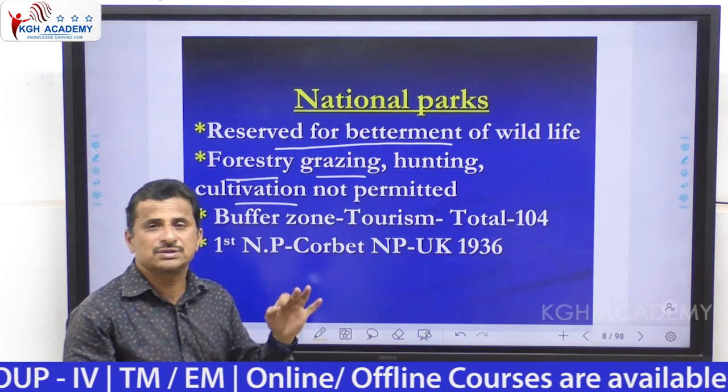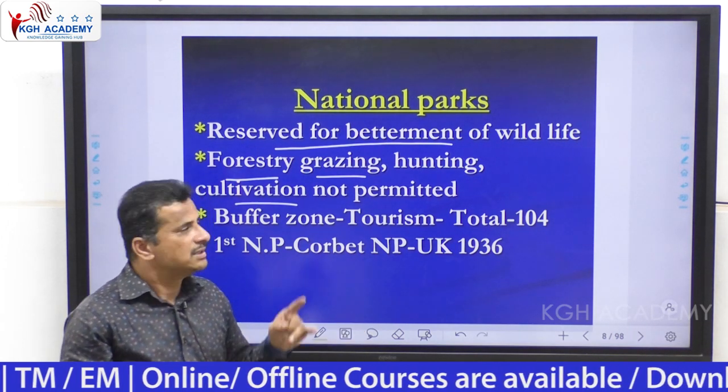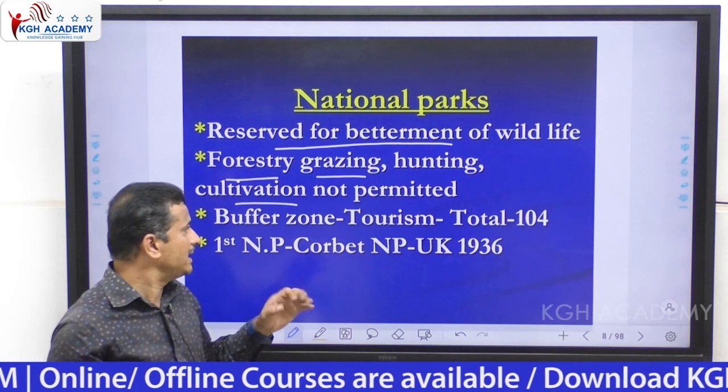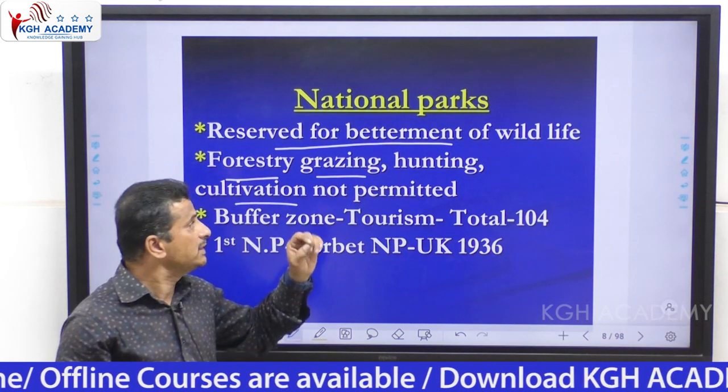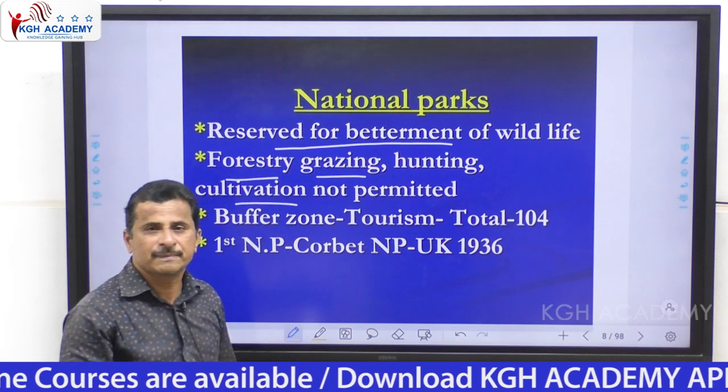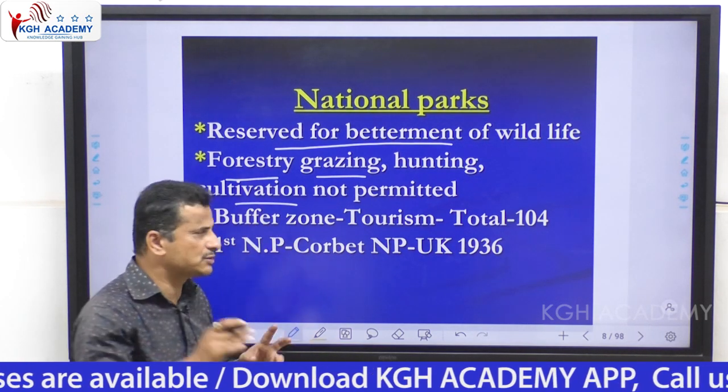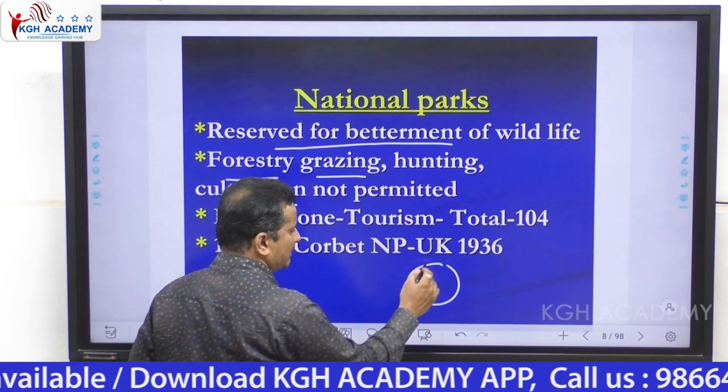Very strict rules are applicable in a national park. Cultivation, hunting, grazing, etc. are not permitted in national parks. Then there is a small area called the buffer zone. For example, this is a national park.